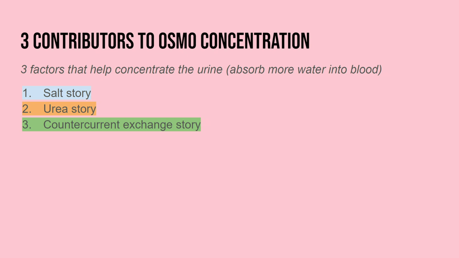And then there are three main contributors to maintaining this concentration gradient, or to helping concentrate the urine. The first is the salt story, then the urea story, then countercurrent exchange. And we're gonna draw a picture of each of these to understand the differences and how it helps concentrate the urine.